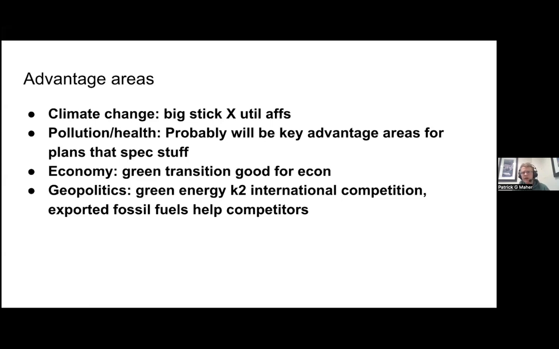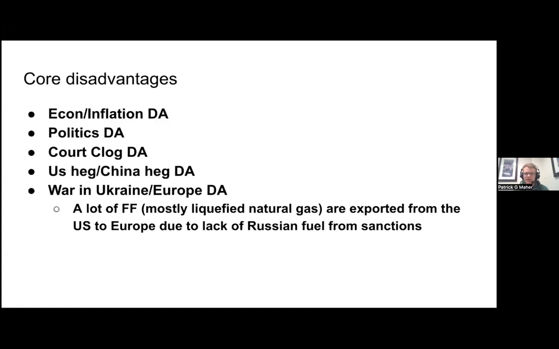Onto the negative. So your core disadvantages are going to be mainly the things that we discussed earlier. So economics, inflation, politics. Court clog is a pretty big generic, basically saying it's unenforceable, because you're going to clog up the courts as they're trying to enforce the policy, or people are going to sue the federal government, which means that there's not going to be the ability to actually enforce these things while those lawsuits are going on, even if it's totally legal.